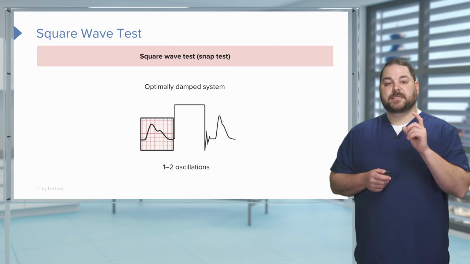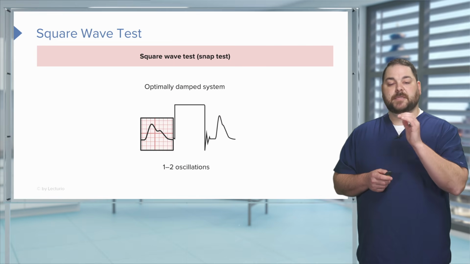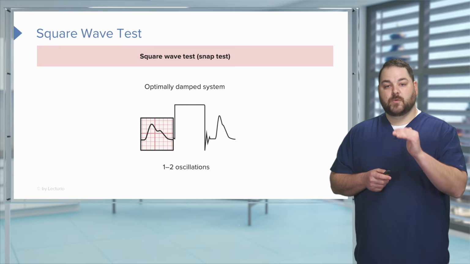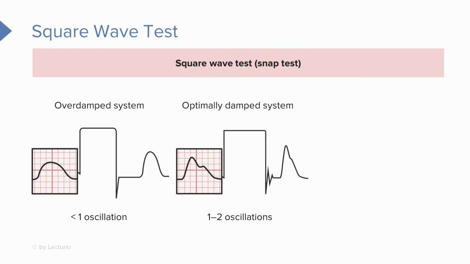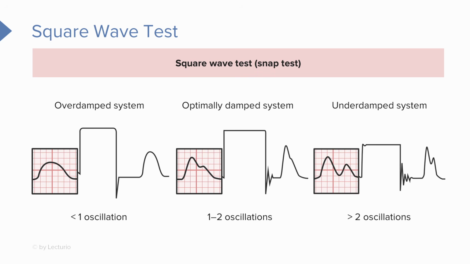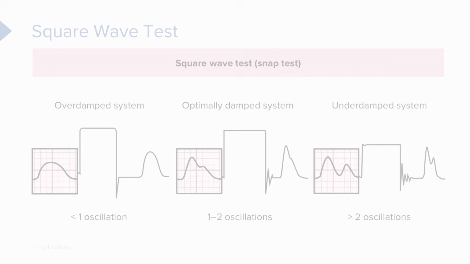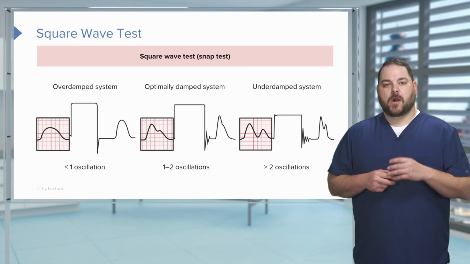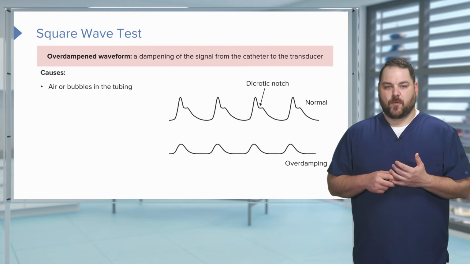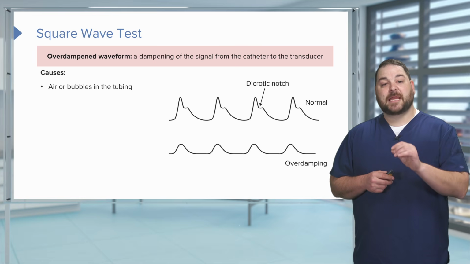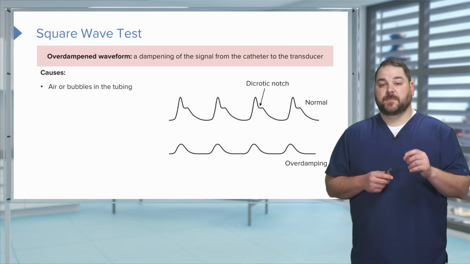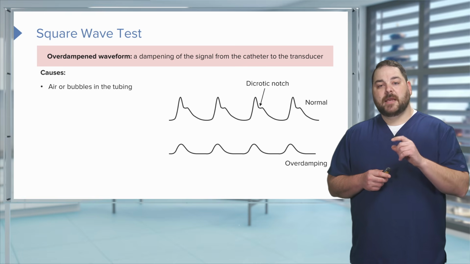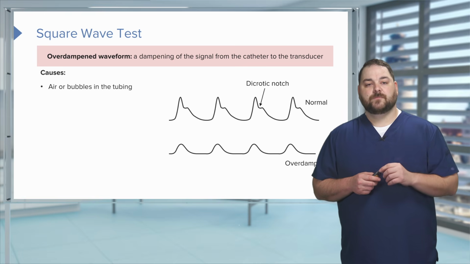An optimally damped system or optimally damped waveform has 1 to 2 oscillations. If you have under 1 oscillation, you have an overdamped waveform. And if you have greater than 2 oscillations, you have an underdamped waveform. The most common alteration in our arterial line is an overdamped waveform. This is a dampening of the signal from the catheter to the transducer. This causes our arterial line to be less crisp, and we may lose our dicrotic notch.